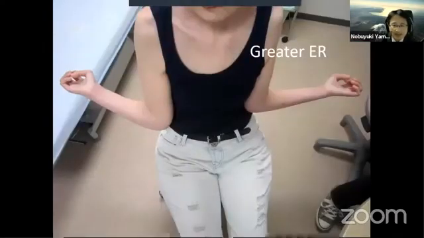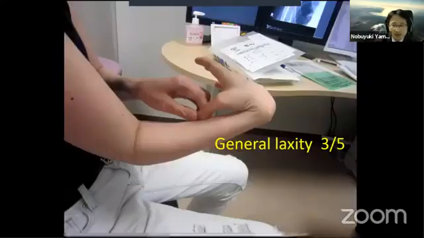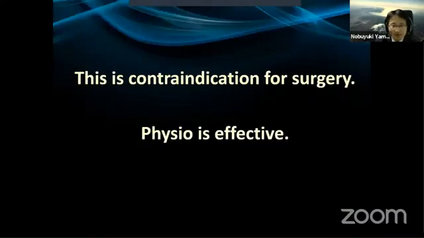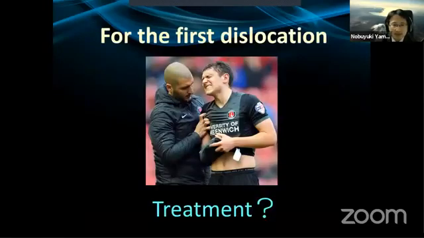She had a greater external rotation angle and general joint laxity was positive, 3 out of 5. So this is a contraindication for surgery. In many cases, physiotherapy is effective for this patient. For the first dislocation, which treatment do you choose?